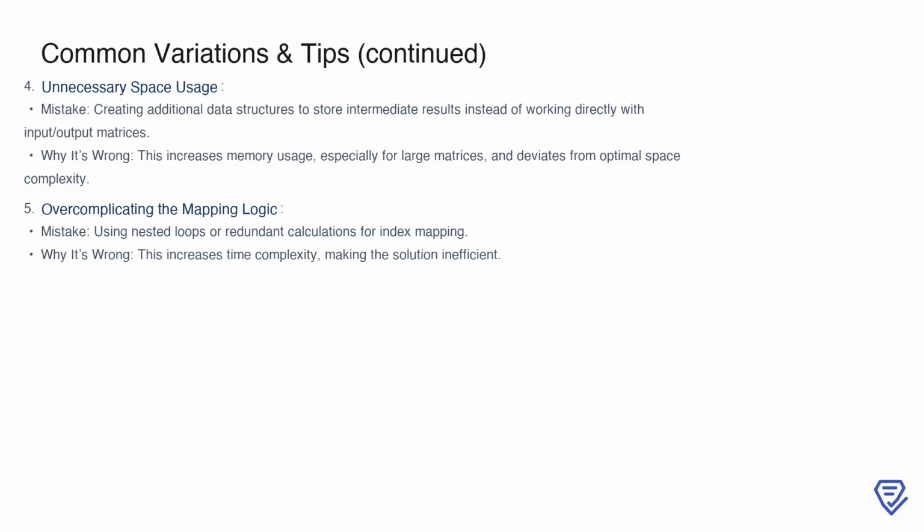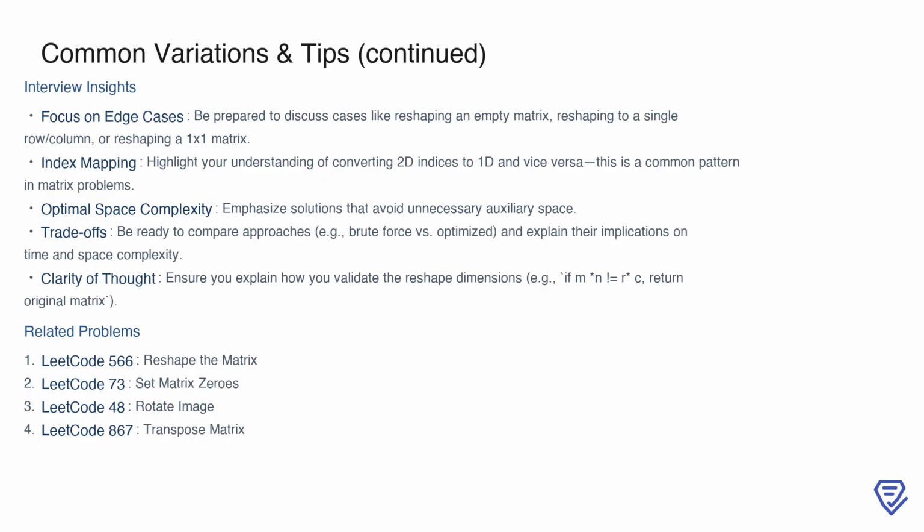Similarly, overcomplicating the mapping logic is a common pitfall. Using redundant calculations or deeply nested loops to manage index mappings can increase the time complexity of your solution. This results in inefficiencies that are easily avoidable by adopting cleaner and more direct approaches. Simplifying your logic while maintaining correctness is key to writing efficient code. In interviews, it's essential to focus on edge cases. For example, you might be asked to discuss how you would handle scenarios like reshaping an empty matrix, reshaping to a single row or column, or even reshaping a one-by-one matrix.